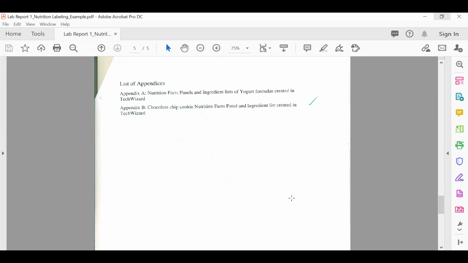In the appendix section, you have the same label for all of the different yogurts and cookies.